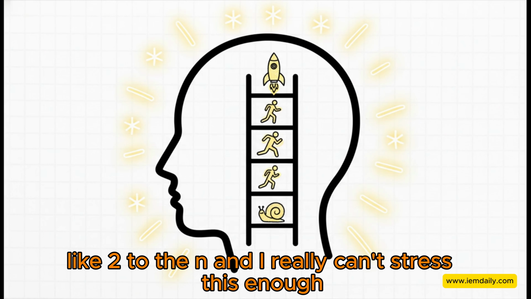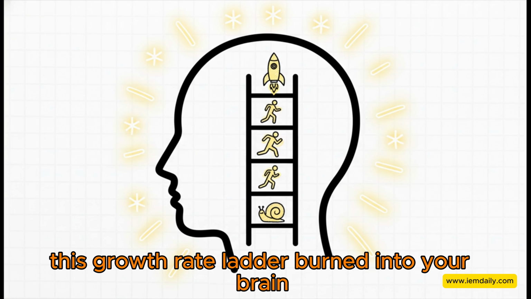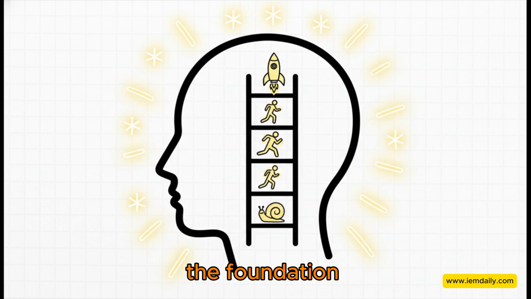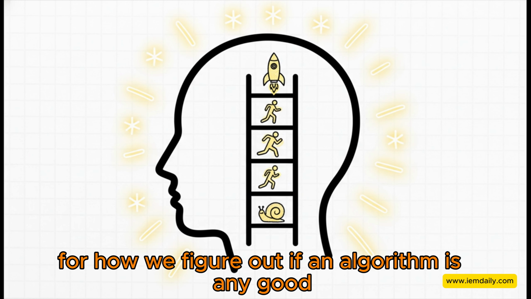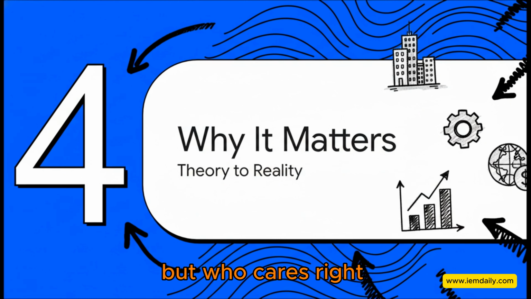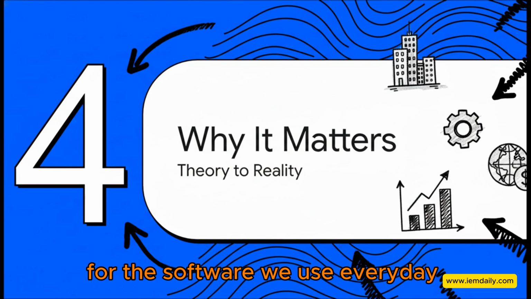And I really can't stress this enough. Getting this order, this growth rate ladder, burned into your brain is one of the most critical things you can do in computer science. It's literally the foundation for how we figure out if an algorithm is any good or not. So we've had this abstract race between functions. But who cares, right? Why does this matter? Well, it turns out this has huge real-world consequences for the software we use every single day.